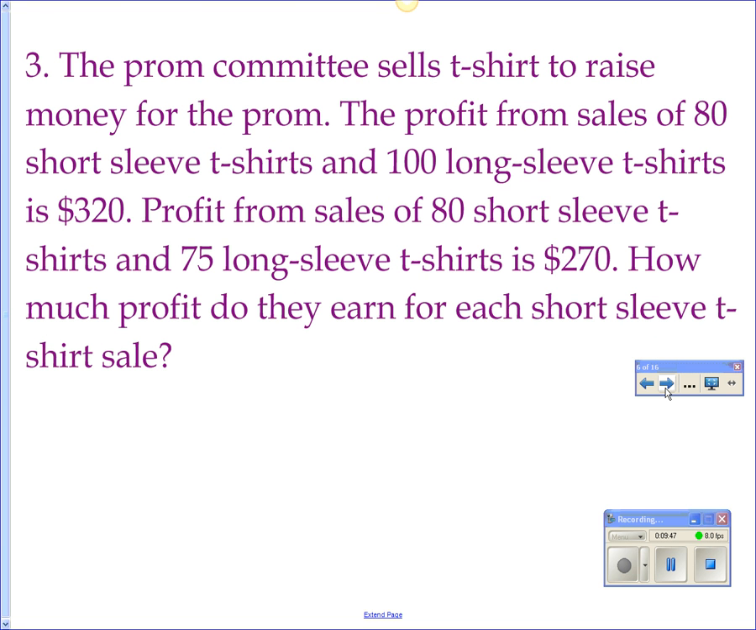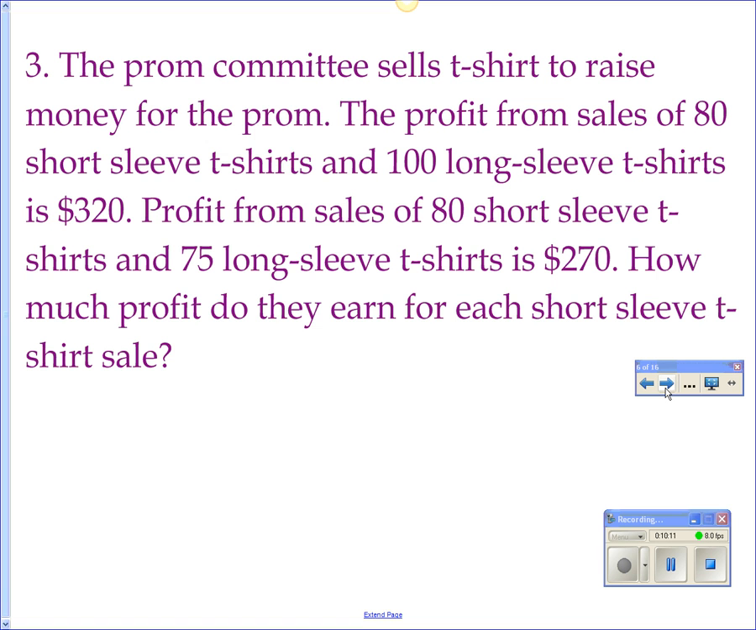Okay, number 3, the prom committee sells t-shirts to raise money for the prom. The profit from sales of 80 short sleeve shirts and 100 long sleeve t-shirts is $320. Profit from the sales of 80 short sleeve t-shirts and 75 long sleeve t-shirts are 270. How much profit do they earn for each short sleeve t-shirt sale?